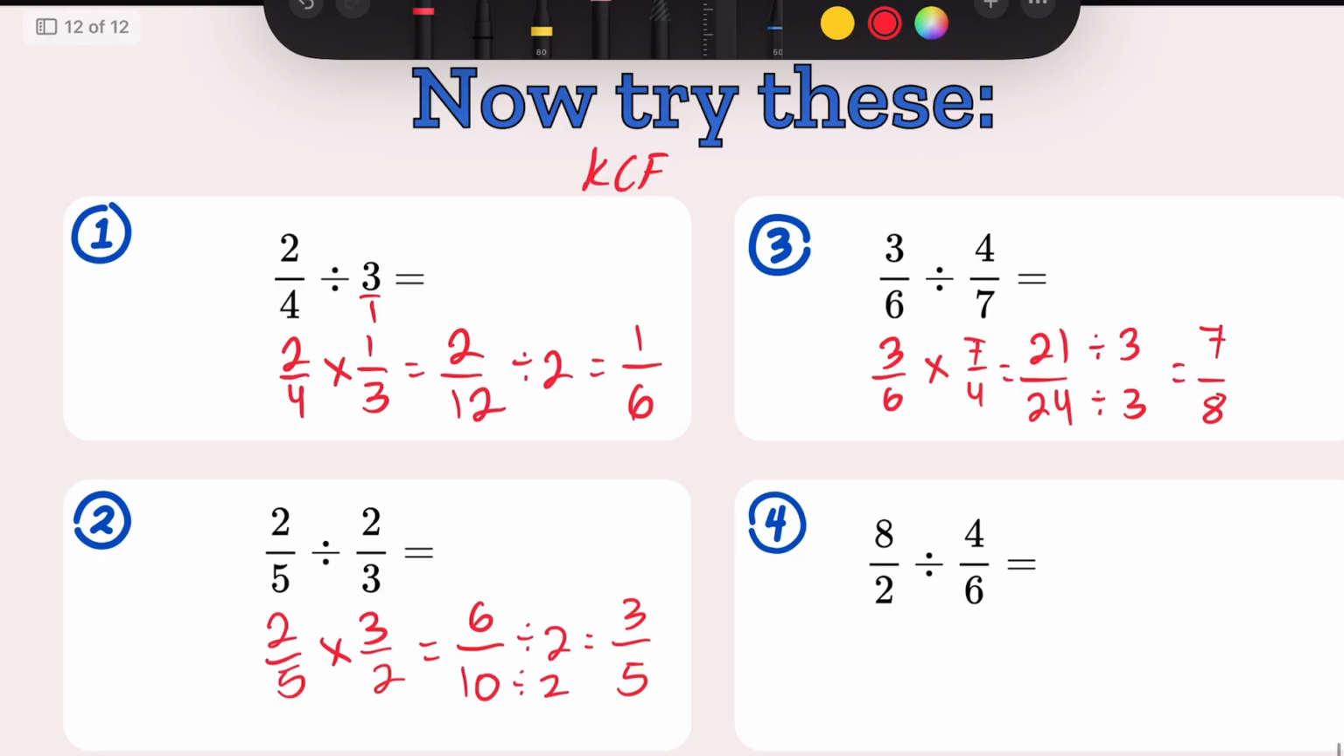Now for our last question of the day, remember we're going to keep that first fraction, then we're going to change our sign, and then we're going to flip the second fraction. 8 times 6 is 48, and 2 times 4 is 8. And we could simplify this. 48 divided by 8, remember that fractions are just division. So 48 divided by 8 is just 6.